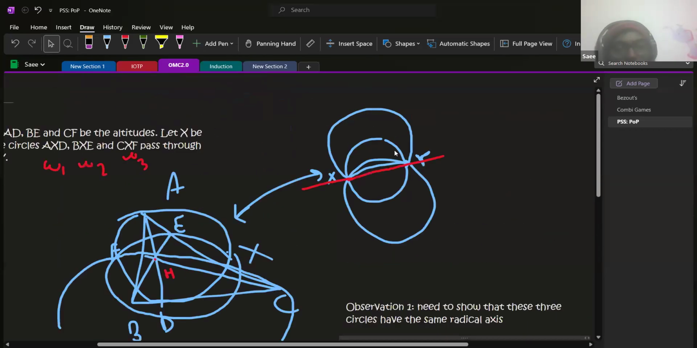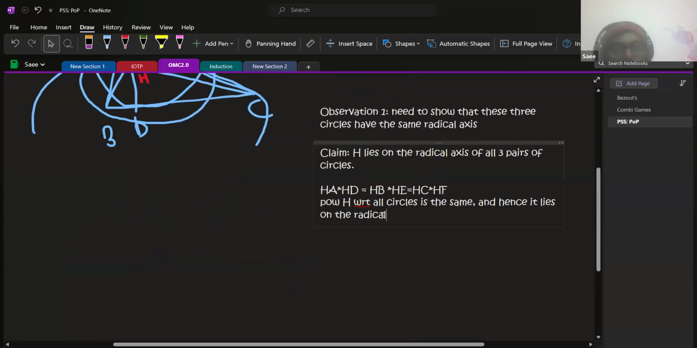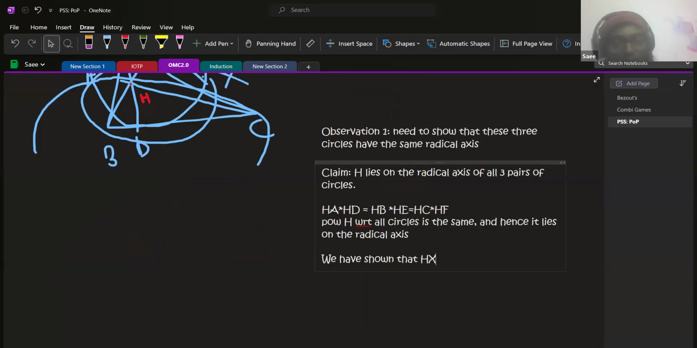And it also tells us that the three circles have the same radical axis, which means they have to look something like this, which means that they intersect at exactly 2 different points. So we have shown that HX is the radical axis, and thus the three circles are coaxial. We are done.